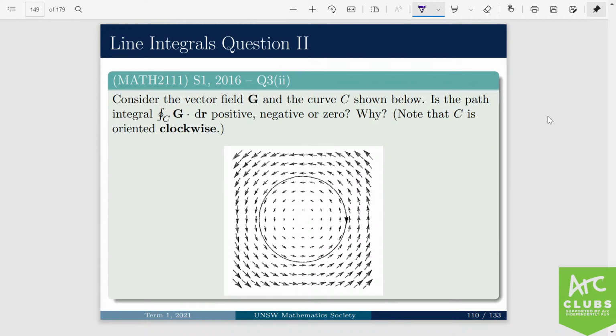Here is another question, although this is really just an inspection question. It's just testing your understanding. We have a vector field G, which is illustrated. We don't have a formula. And we have a curve C, which illustrates our path. Notice the question says path integral, even though this is a vector field. Is this path integral positive, negative, or 0? And C is oriented clockwise, in case you can't see this arrow here.